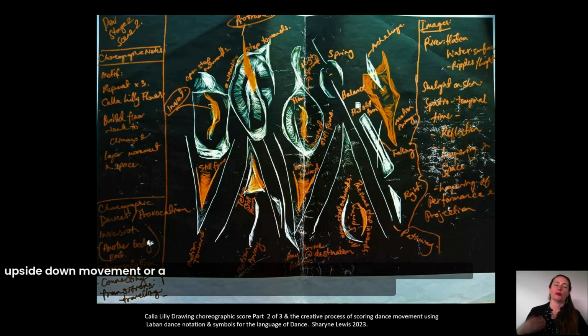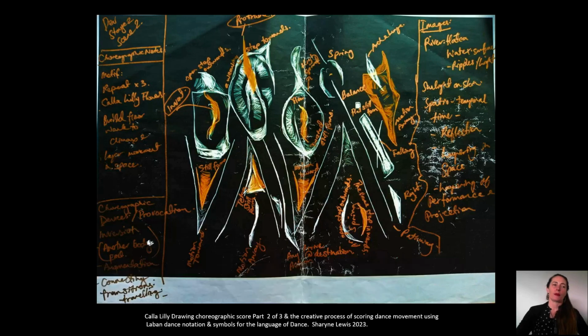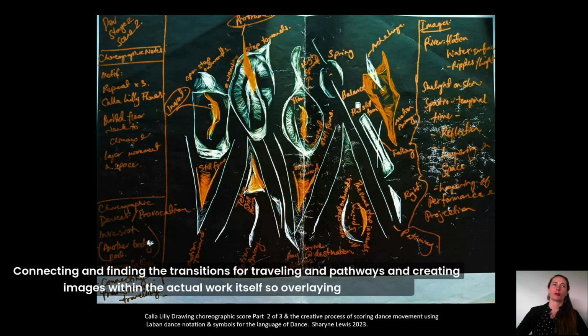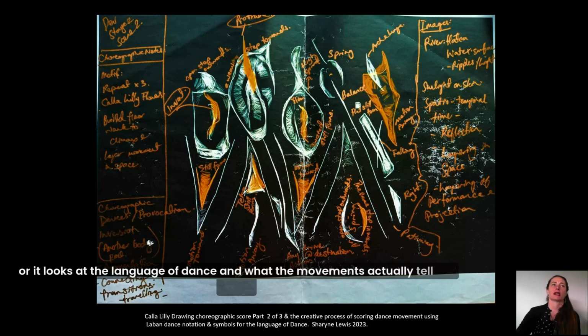upside down movement or a movement repeated in the same way but it's inverted, and using augmentation, so making movements larger, connecting and finding the transitions for travelling and pathways, and creating images within the actual work itself, so overlaying projections. You'll see in the centre here for the choreographic score 2, it looks at the language of dance and what the movements actually tell me to do.